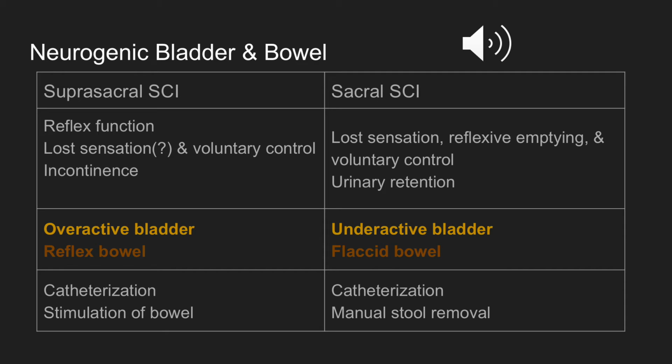And then if the injury is to the sacral spinal cord, they'll have lost sensation, reflexive emptying, and voluntary control. So there will be no emptying of the bowel or bladder going on. This will lead to urinary and bowel retention. This is known as underactive bladder and flaccid bowel. And like the suprasacral spinal cord injuries, this will also require bladder catheterization, but unlike the reflex bowel, they have no bowel movements happening, so they will require a little bit more attention to their bowels, doing manual stool removal.